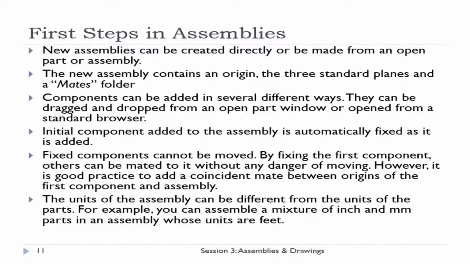We said that the first component comes in a fixed state, but that's typically arbitrarily fixed in a random position. So we would also want to control the position of the first component in the assembly file. At this point, it would be good to remind you that it's good practice to add a coincident mate between the origin of the first component and the assembly. Again, when we are making the first task, we will look at how we can do this. And also, we need to understand that the unit system in an assembly file can be different from the unit system in the part files. For example, you can assemble a part made in the inch system and a part made in the millimeter system, and the assembly can use completely different units.